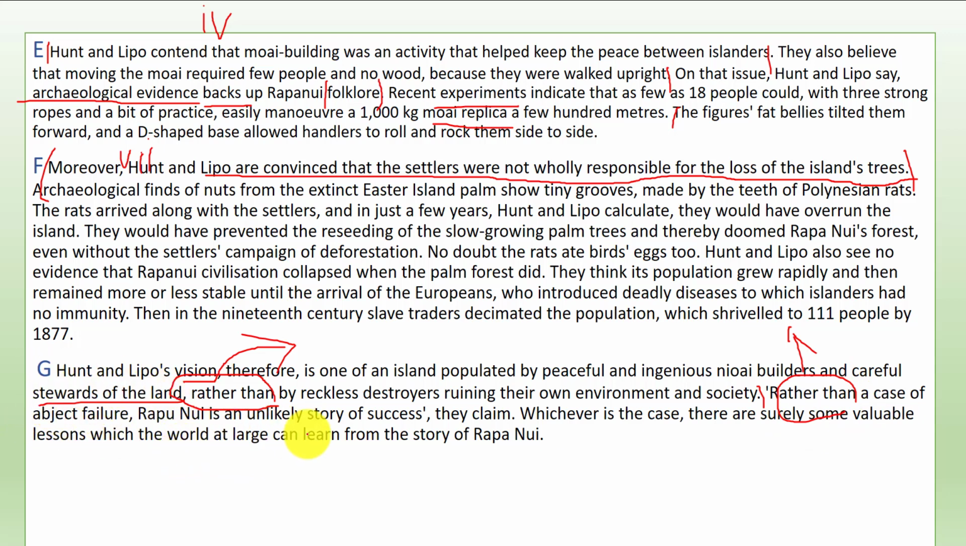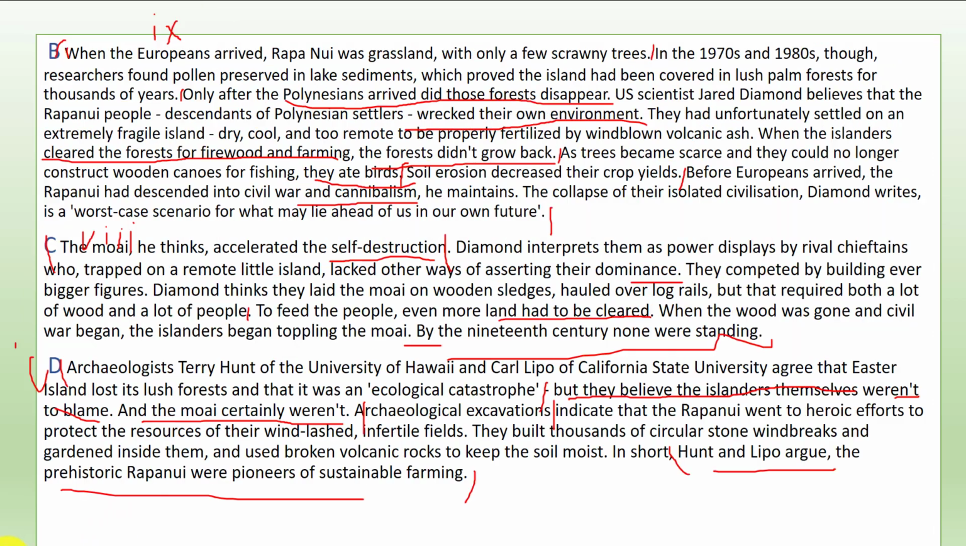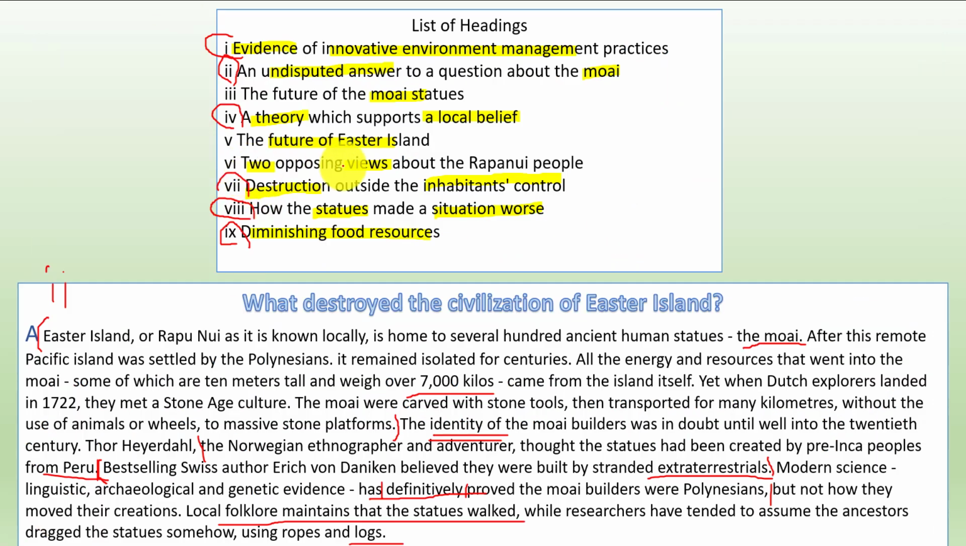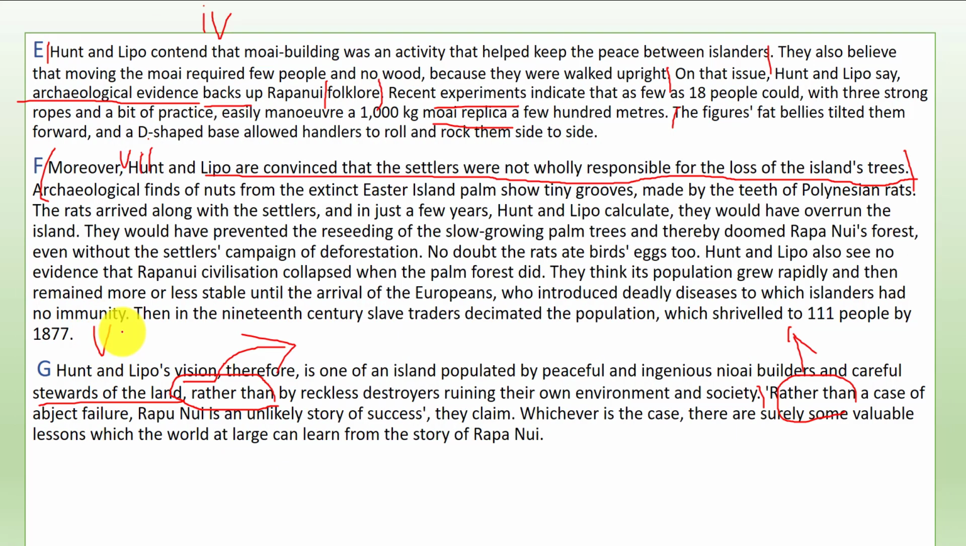Now, let's just check the rest of the paragraph. And this is a short paragraph. And in around 90% of the cases, when the paragraphs are short, you have to read the whole of them. But just two or three sentences were enough to find the answer for this paragraph. Two opposing views about the Rapa Nui people. Now, that was the end of this example.